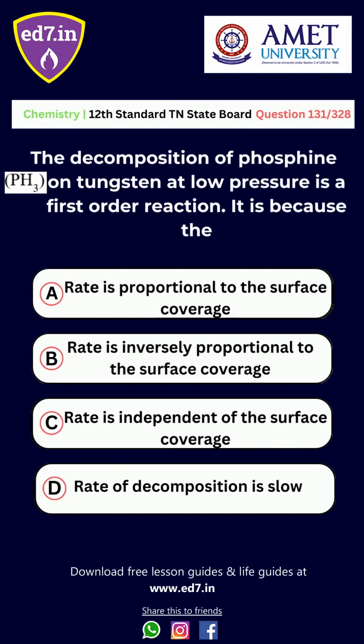Question number 131. The decomposition of phosphine PH3 on tungsten at lower temperature is a first order reaction. It is because the option A, rate is proportional to the surface coverage. Option B, rate is inversely proportional to the surface coverage. Option C, rate is independent of the surface coverage. Option D, rate of decomposition is slow. The correct option is option C, rate is independent of the surface coverage.